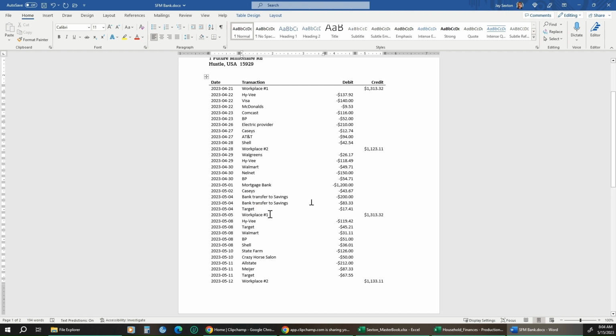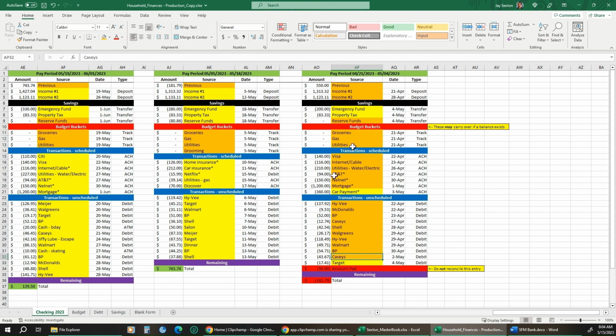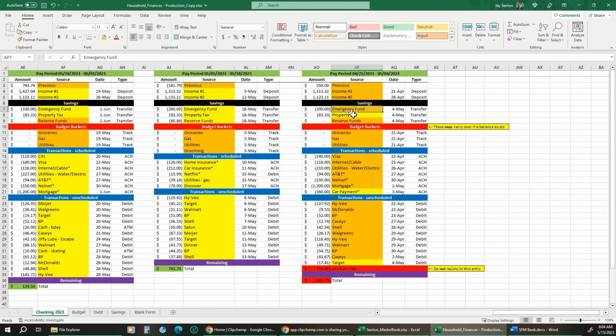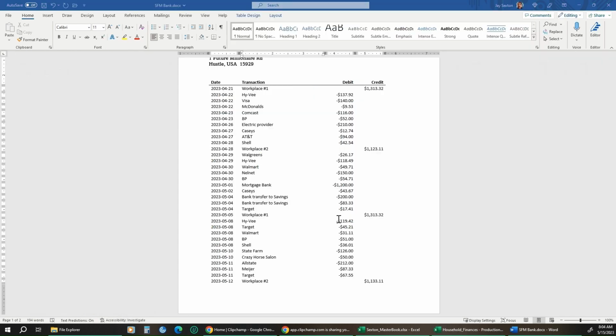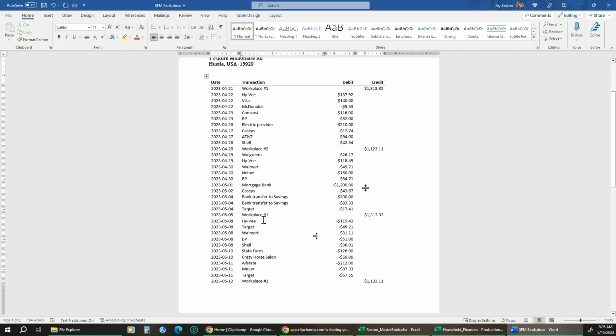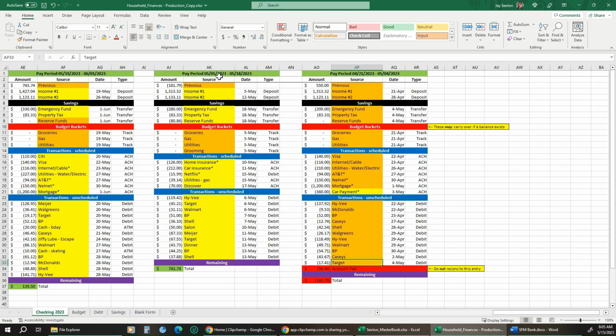And then these transfers, they're going to show up, however on your bank statement, because they're internal. So mine show up, it looks like this: bank transfer to savings, $200 on the 4th. That was these, remember we do those at the end of the pay period. And then we had property tax, 83.33 on the 4th. That was an internal transfer, so we got those. And then we had Target on the 4th, 17.41 on the 4th. We shouldn't have anything else on the 4th. The next goes to the 5th, which is the start of the next pay period.